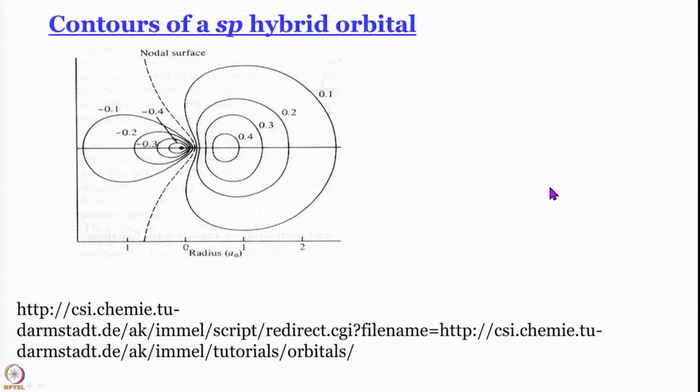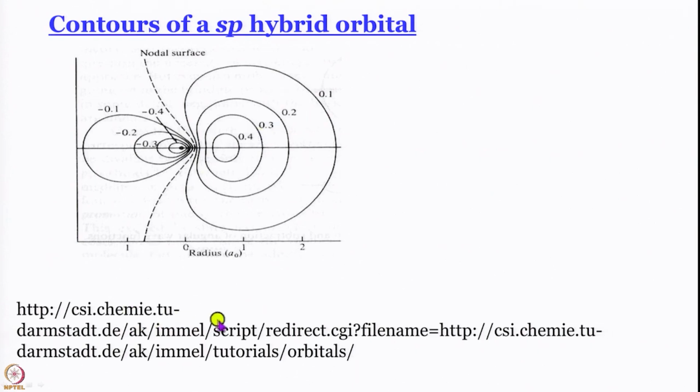Now, let us think about the contours for the moment. This is the contour of the sp hybrid orbital and I will show you how we get it. This is where the nucleus is. As I said, the nucleus is actually engulfed by the minor lobe.